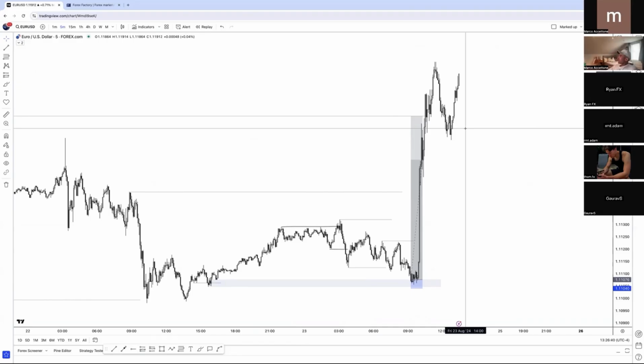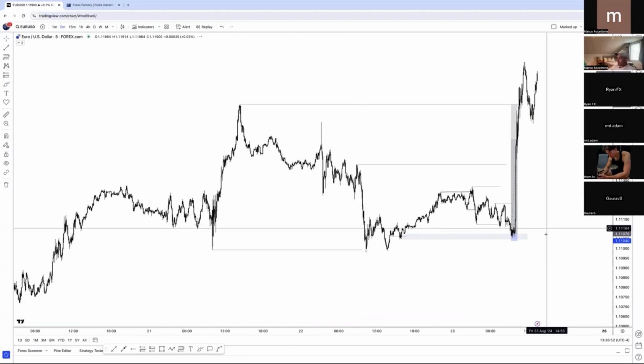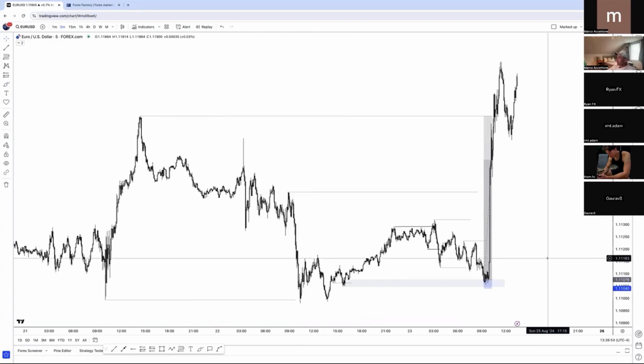All good? Make sense, guys? Simple stuff. Clean, yes, sir. Quite a few people ended up taking this trade, which was cool. Super, super clean.